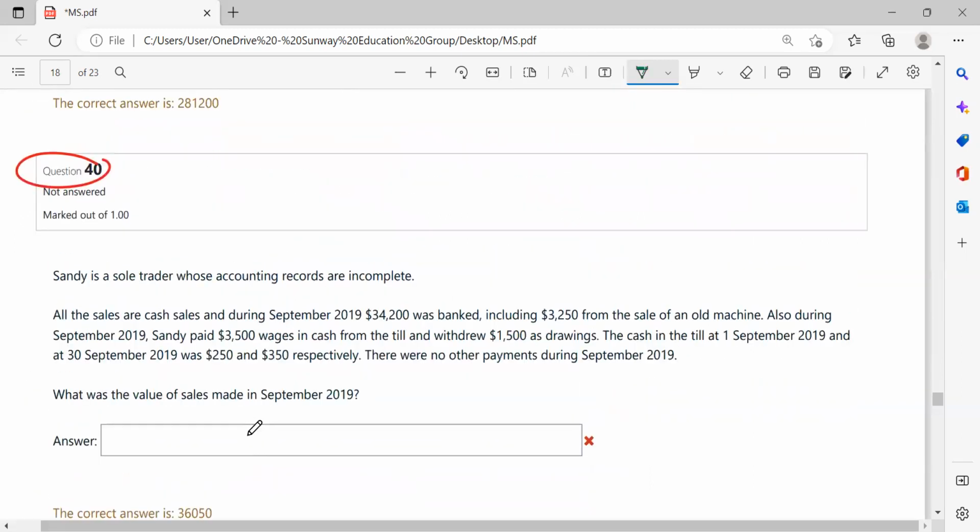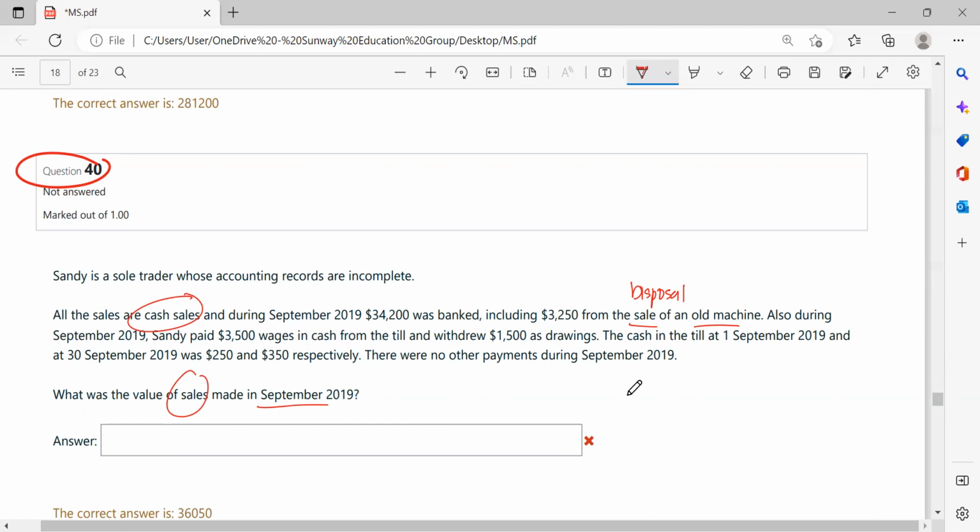Next one, question 40. Sandy is a sole trader whose accounting records are incomplete. So what was the value of sales made in September 2019? All the sales are cash sales, so no credit sales here. During September, this amount was banked, but this amount included sales of an old machine, meaning it includes disposal already. Also during September, Sandy paid wages, and then you have this much.